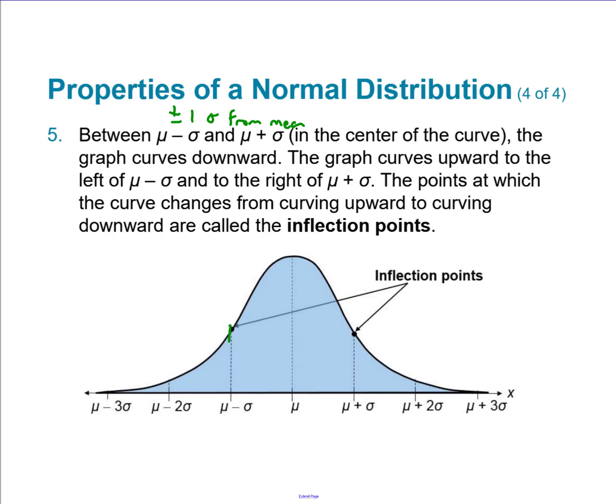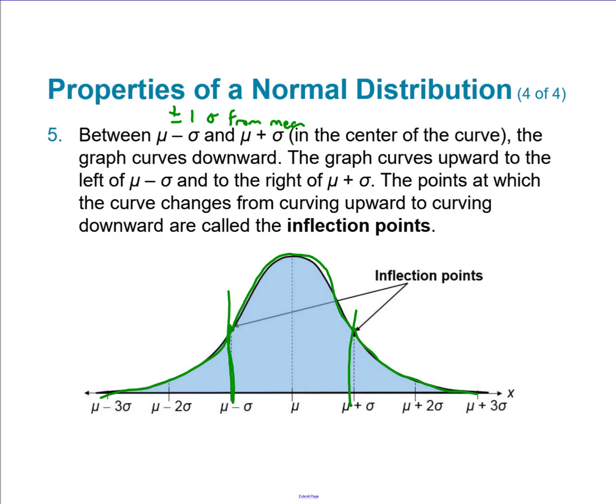So looking at this region, our graph is going to be going upwards to the left. It's curving up out here on the left-hand side and the right-hand side. Anything further out from plus or minus 1 standard deviation from the mean, the graph is opening upward. Anything in between there, the graph's opening downwards. Because it's changing from opening up to opening down at those points, we call plus or minus 1 standard deviation away from the mean an inflection point.